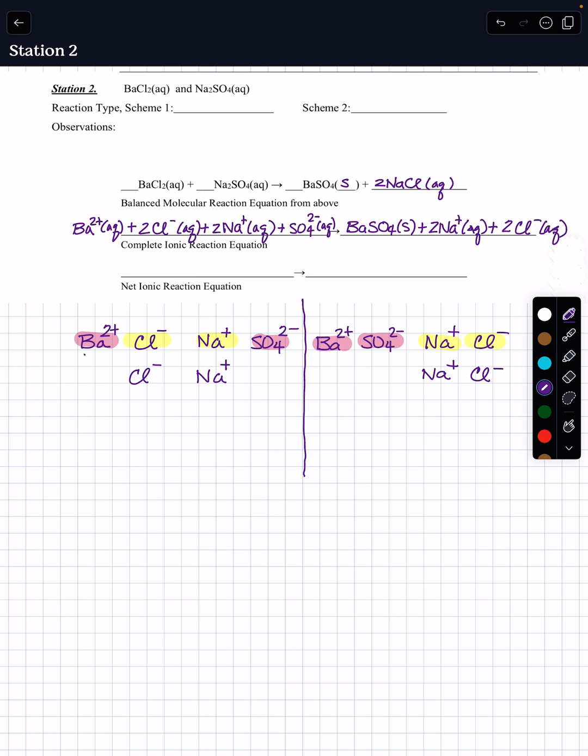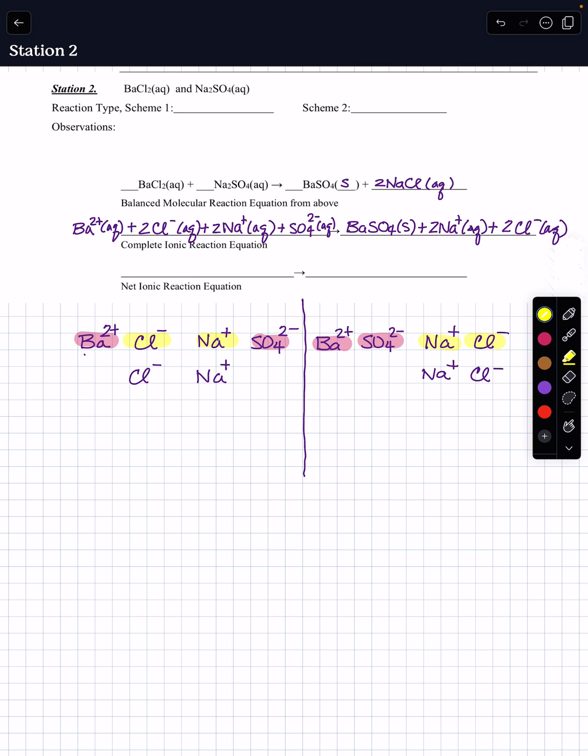There is our balanced, complete ionic equation. To do the net ionic equation, we're going to look and see if we have any ions that appear exactly the same on both sides of the reaction arrow. And here we've got barium 2+ ion over here. Barium is with sulfate as a solid, so that's not exactly the same. Here I've got 2Cl- aqueous, and on this side I also have 2Cl- aqueous. So I'm going to highlight that.